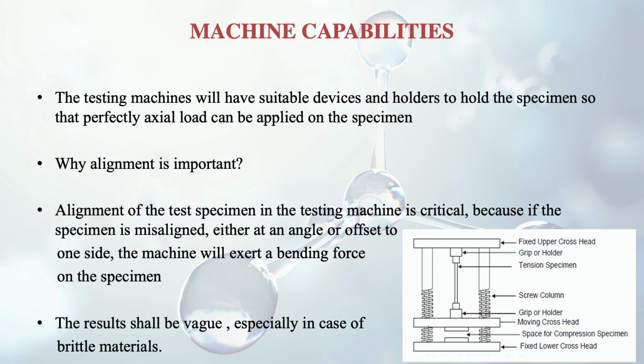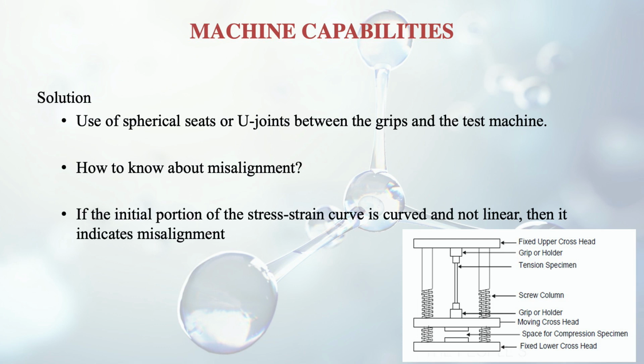So alignment of the test specimen in the testing machine is very critical, because if the specimen is misaligned either at an angle or offset, then the machine will exert a bending force on the specimen, and then we will get vague results and we will not be able to get the material properties, especially in the case of brittle materials. So what is the solution to avoid this bending effect actually? We will use spherical seats or U-joints between the grips and the test machine. And how can we know about this misalignment?